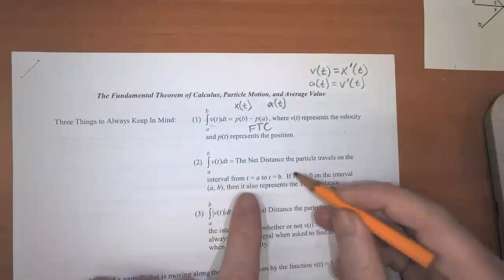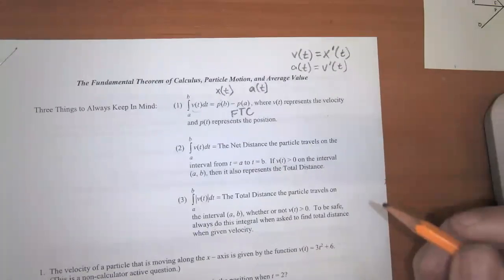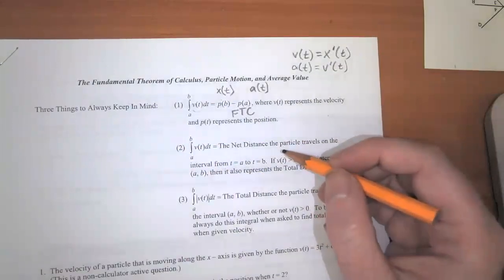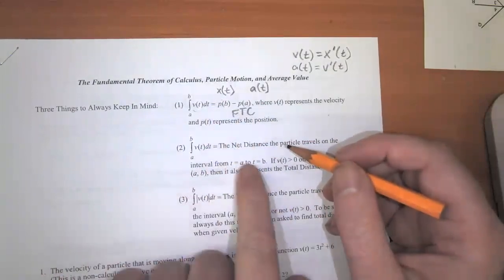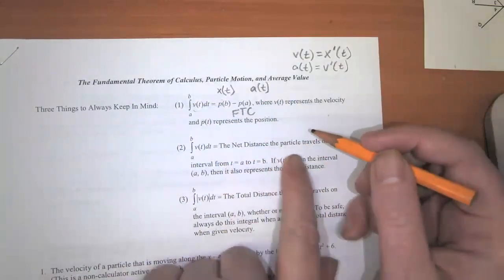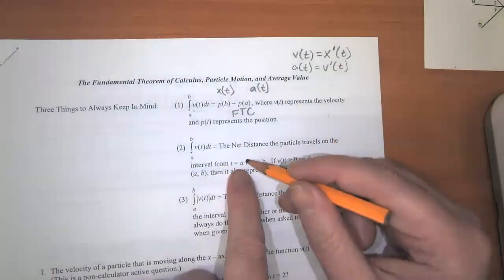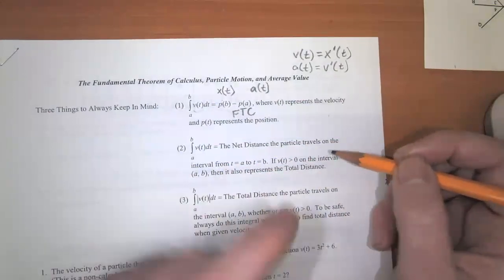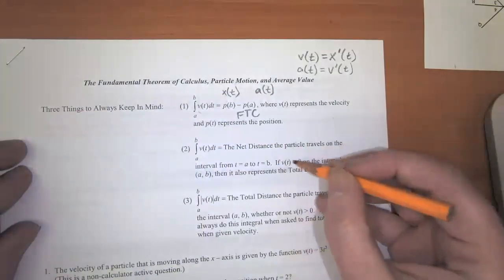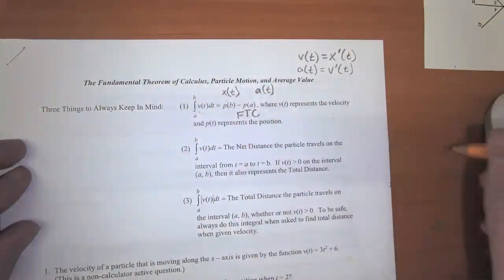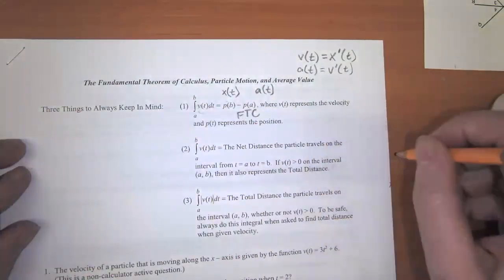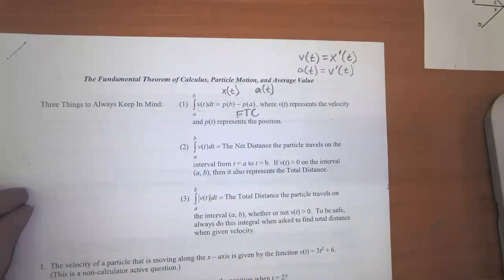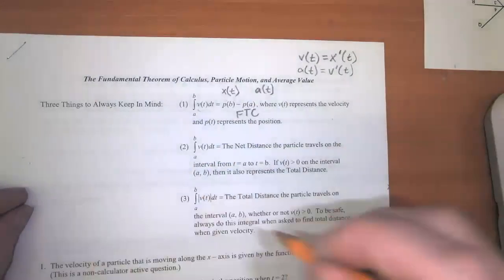This is just the fundamental theorem of calculus because position is an antiderivative of velocity. The next two things are what we talked about in the last video: if we're taking a definite integral of velocity, we're talking about the difference between two positions at the beginning and end, and that's the net distance that the particle travels on the interval from time equals a to time equals b. All right. If the velocity is always greater than 0 on the interval, then it also represents the total distance. Okay, so velocity greater than 0 means the thing is always moving to the right. So if the particle is always moving to the right, then obviously the total distance that it travels is going to be the same as the net distance it travels because it never doubles back.